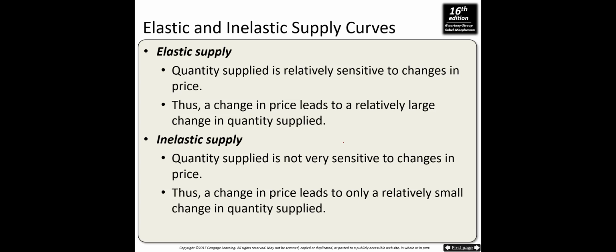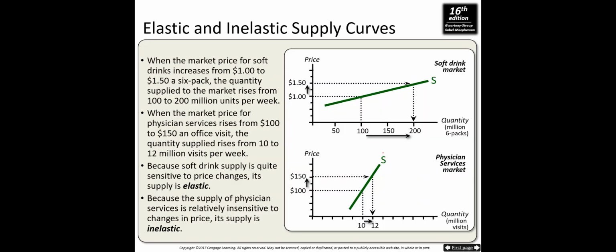Again, we have two types of supply curves: elastic supply and inelastic supply. With elastic supply, quantity supplied is relatively sensitive to changes in price. Thus, a change in price leads to a relatively large change in quantity supplied. With inelastic supply, quantity supplied is not very sensitive to changes in price. Thus, a change in price leads to only a relatively small change in quantity supplied.